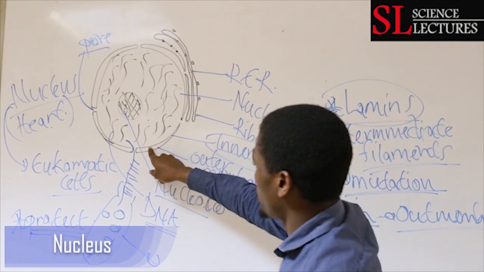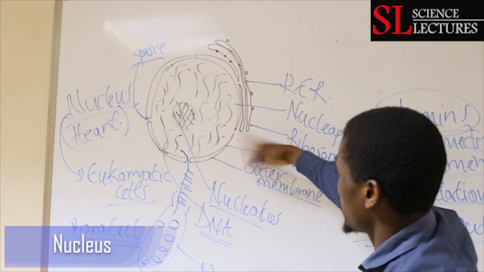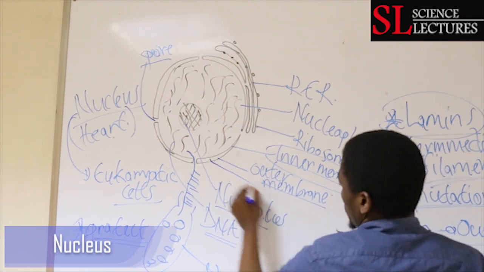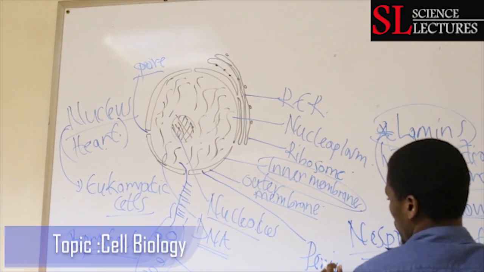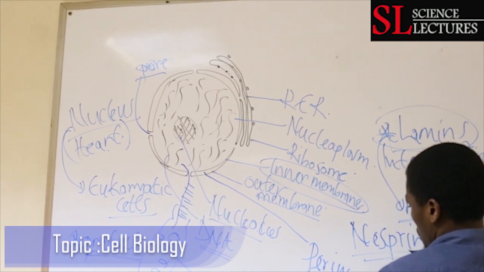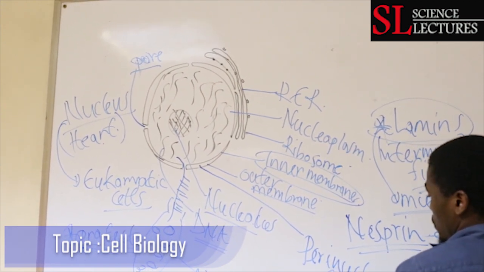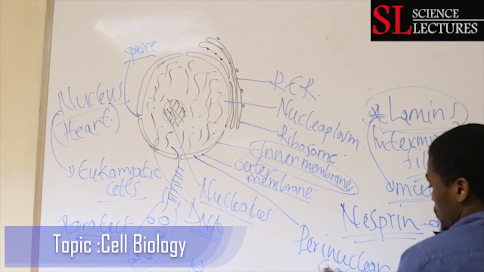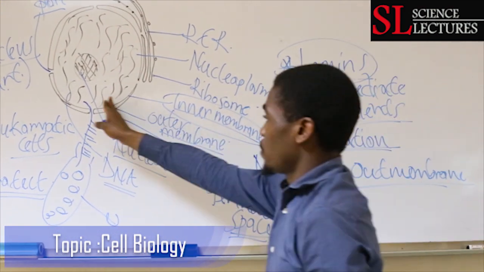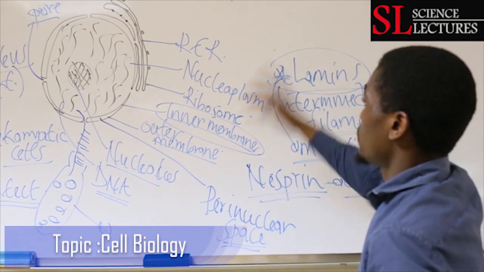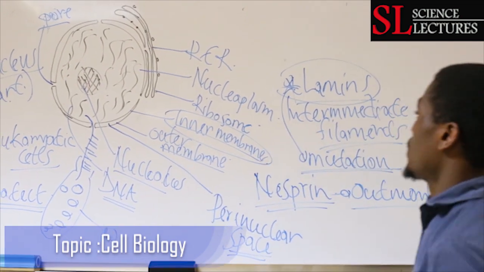Then what is also very important is the space between the outer and the inner membrane, which we refer to as the perinuclear space. The perinuclear space is between the outer and the inner membrane, between the envelope basically.